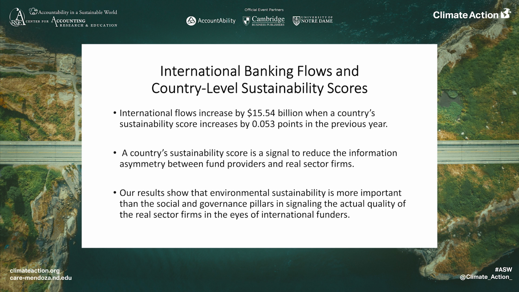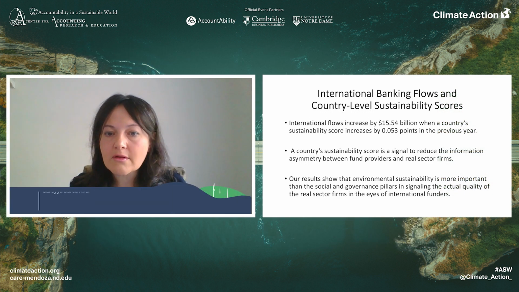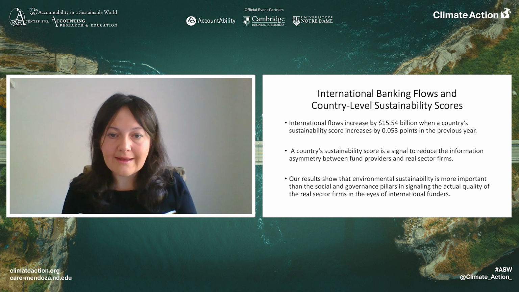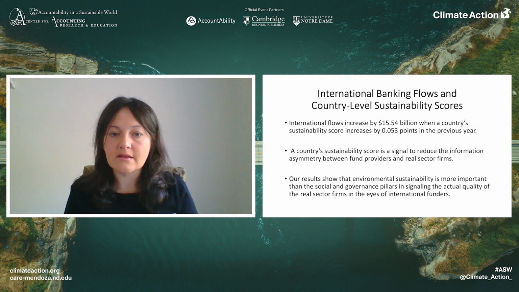What we found is international flows increased by $15.5 billion if a country's sustainability score increased by 0.05 in the last year. Well, increasing a country's ESG score is not easy. I know that because country-level projects are very large. However, if countries can achieve this, the banking flows towards their country will increase by 15.5% in the next year, and that's a huge number. That's a huge equity for their real sector firms. These banking flows will be consumed by the real sector firms.